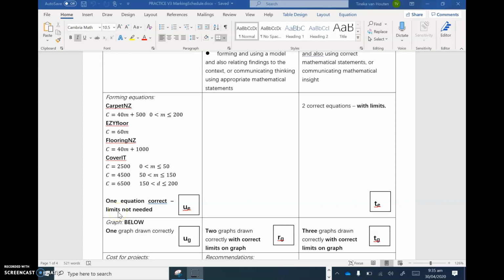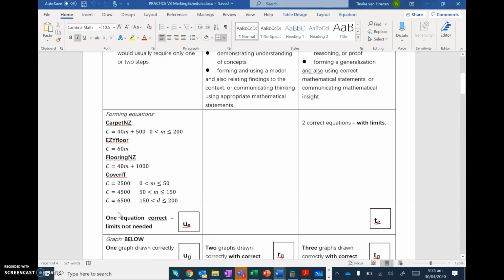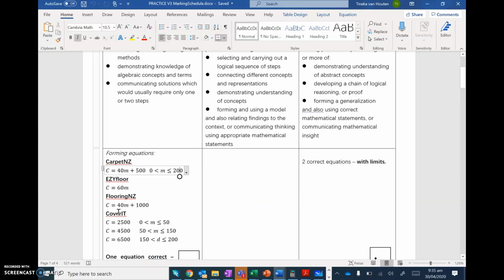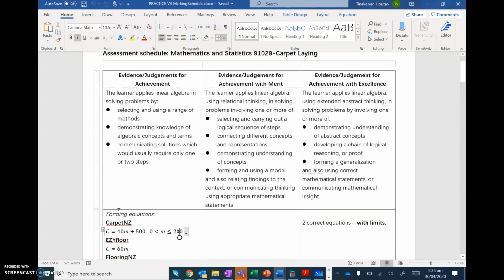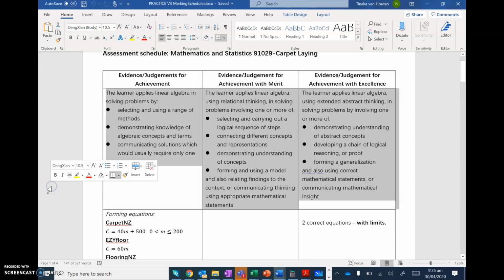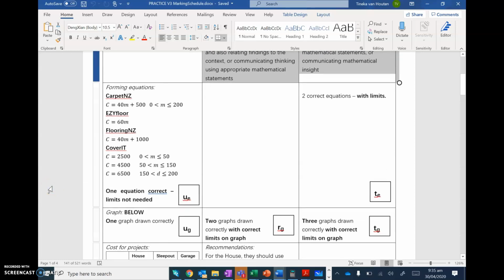Okay, so I just want to go over the marking schedule for the assessment you just did. So I'm going to talk about achieved, merit, and excellent for each section. For achieved, it says here you need to get one equation correct, limits not needed.